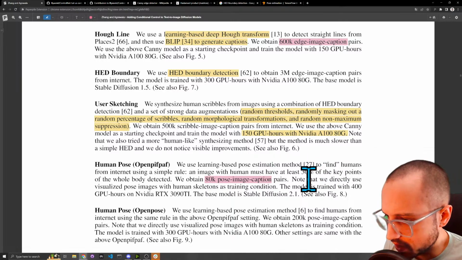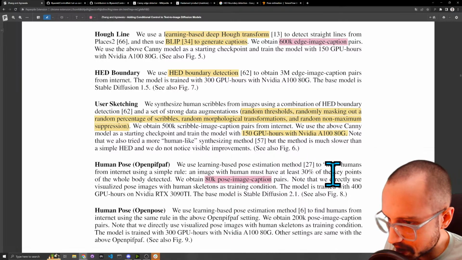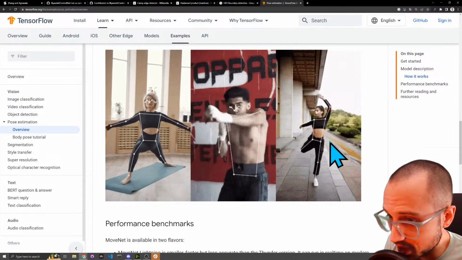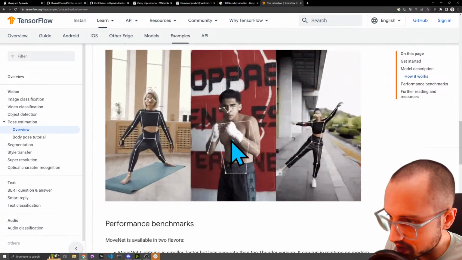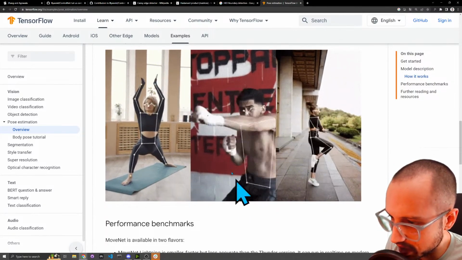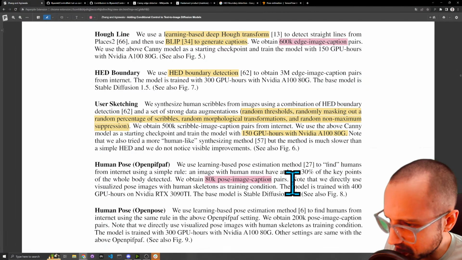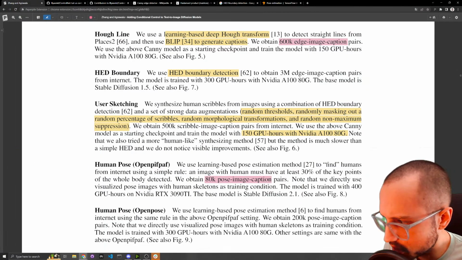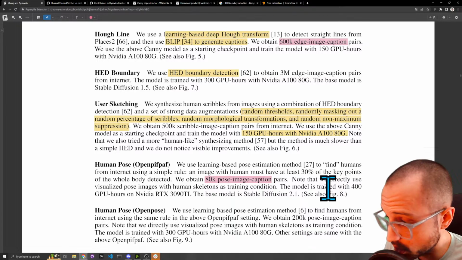But another thing is that they want at least 30% of the key points of the whole body detected. So here, all of the key points are detected. Here in this one, none of the legs are detected. So basically they make sure to filter it so that only full human skeletons are there. And then they train with human skeletons, and then they train for another 400 hours.